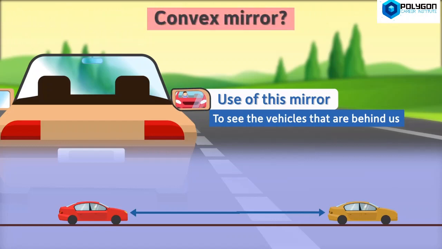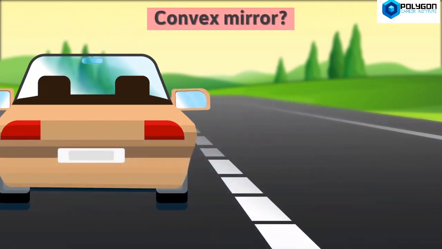So what about the convex mirrors? Yes, convex mirrors can be used as side view mirrors because convex mirrors never produce enlarged images. Images formed by convex mirrors are always diminished or smaller in size. And also the image formed by a convex mirror is always a virtual image. That is, it appears to be formed behind the mirror.